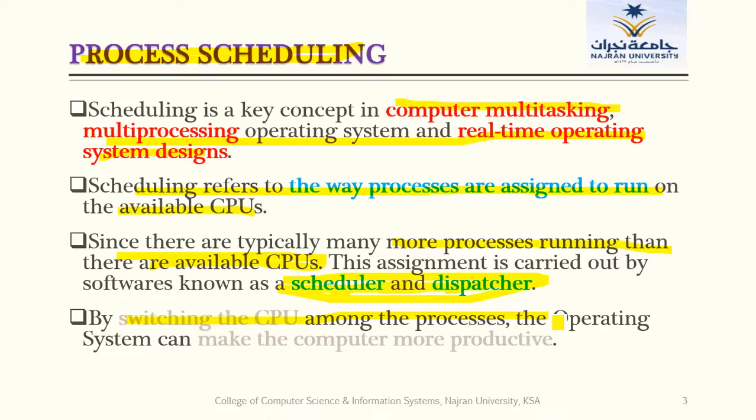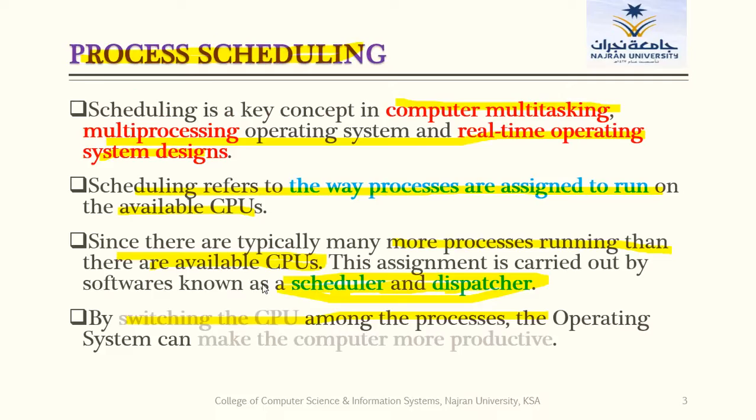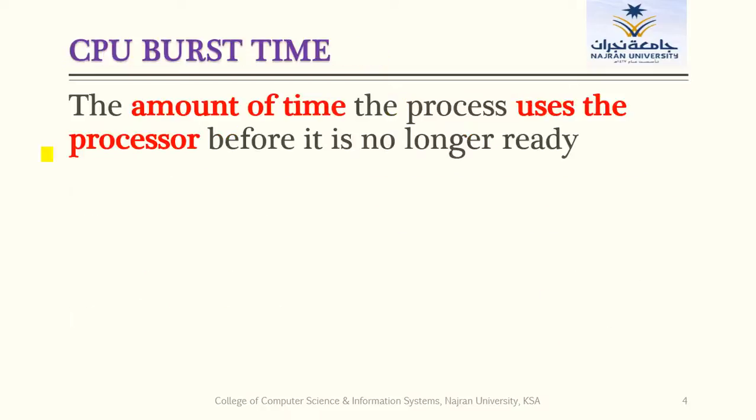So what is scheduling? This is the way processes are assigned to run on the available CPUs. Because we have a limited number of CPUs and we have many processes, how do we execute all processes? That's why we need to make one schedule, one plan. This is called process scheduling. We have some algorithms that we will discuss in this course that are called scheduling algorithms. Before we move to the scheduling algorithms, we need to know some basic information.